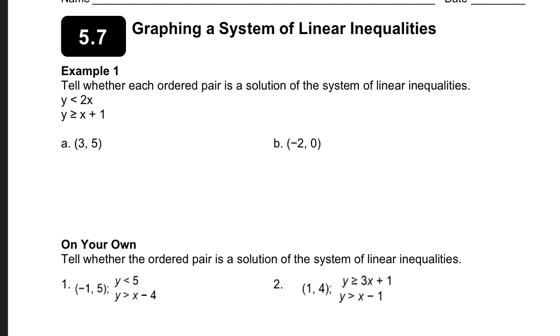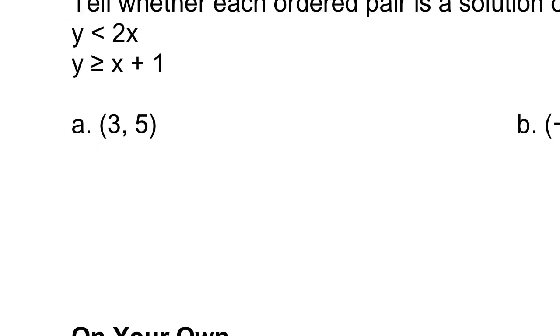All right, so let's go ahead and do our 5.7 notes, which is graphing a system of linear inequalities, similar to the last lesson, but now we're going to have two equations, so we're going to have two different shadings, and let's just see what happens. First thing we want to do is test if something actually has a solution. Just like the last lesson, we plug in those x and y values, but we have to do it in both inequalities and make sure it works.